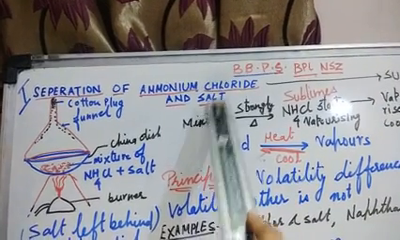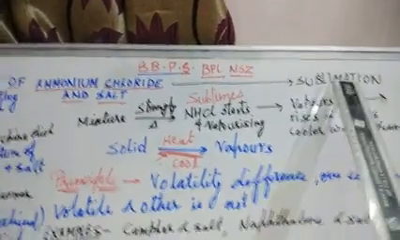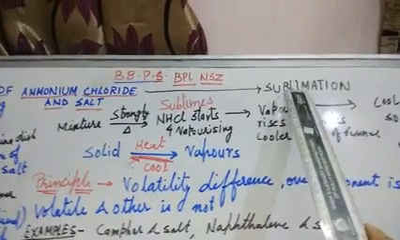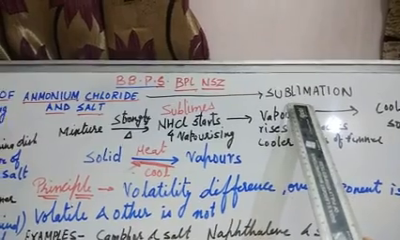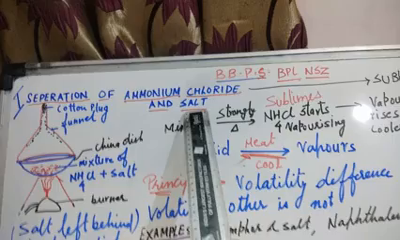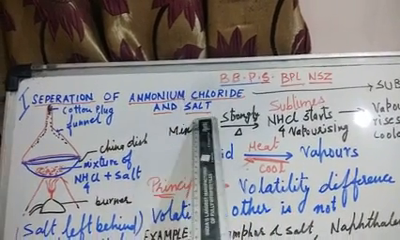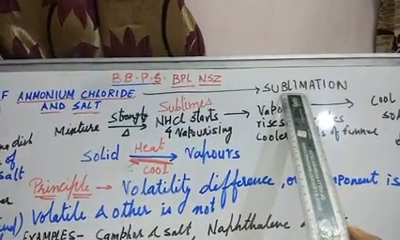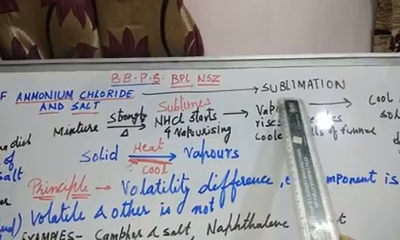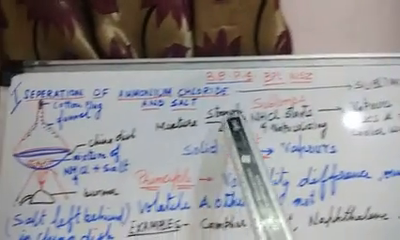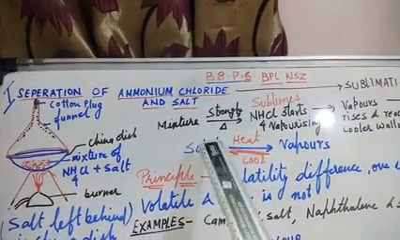Students, this separation is done by sublimation. Firstly, you have to remember, sublimation is the process by which we can separate ammonium chloride and salt. Similarly, suppose I am taking camphor and salt, we can again use the sublimation process for it. Okay, how can this process be done?